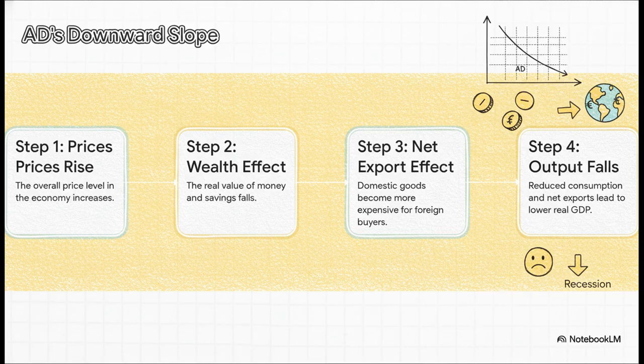At the very same time, step three is happening: the net export effect. Our country's products are now more expensive for people in other countries, so they buy less from us and our exports fall. Put it all together and you get step four: less spending at home and less spending from abroad means our total economic output has to fall.